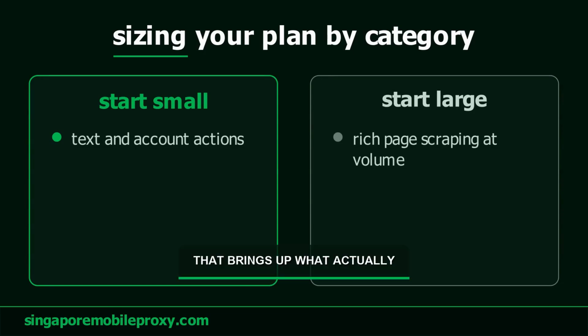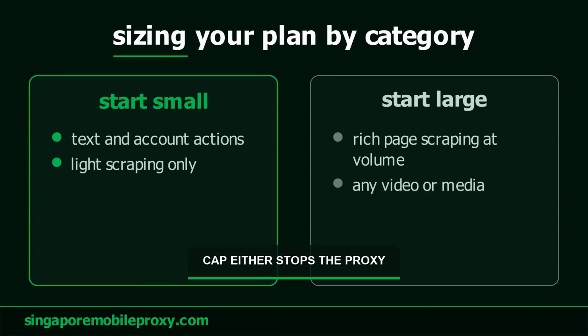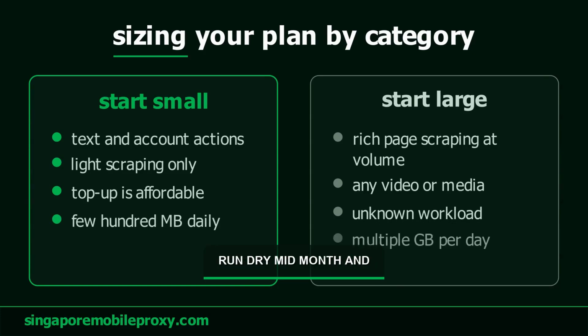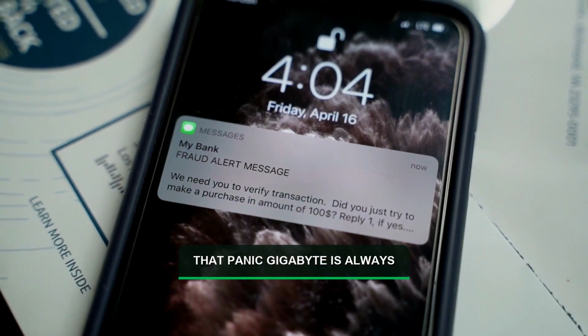That brings up what actually happens when you run out, because this is where people get hurt. On most providers, hitting your cap either stops the proxy cold until you top up or quietly throttles you to a crawl. Neither is fun to discover in the middle of a job. The real trap is the emergency top-up, where you run dry mid-month and pay a premium rate to add data right now because you have no choice. That panic gigabyte is always the most expensive one you will ever buy.